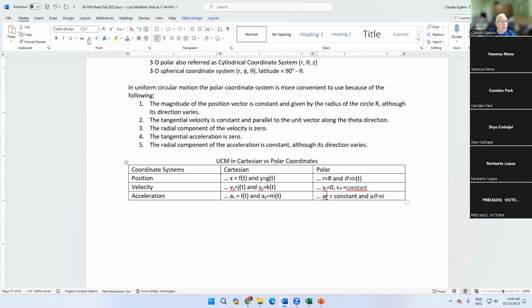Now do you see why it's so convenient to use the polar coordinate system? Everything in the Cartesian description is a function of t, and here only one component is a function of t. Only one component. The component is a function of t, not the direction.